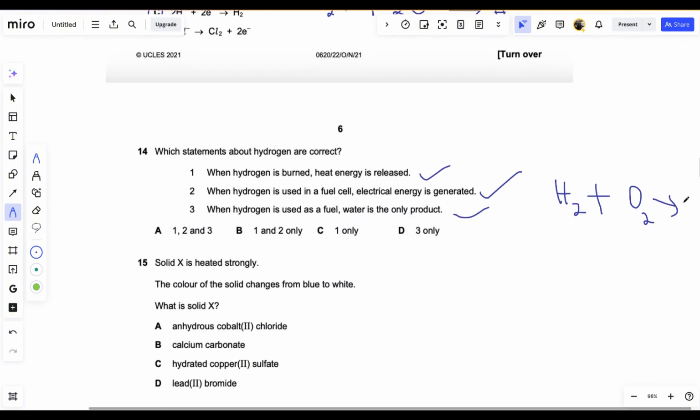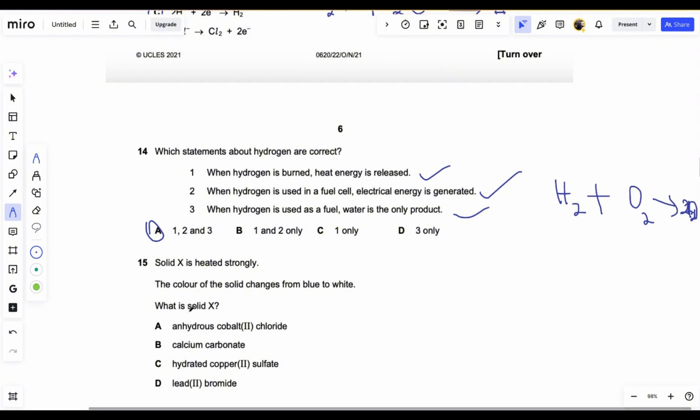2H2 plus O2 to produce 2H2O, water. Okay, but that's not the big one. So it means the 3 are correct. So we look for the option that has all 3. A. So A is our answer for this question. Go to question 15. Solid X is heated strongly. The color of the solid changes from blue to white.